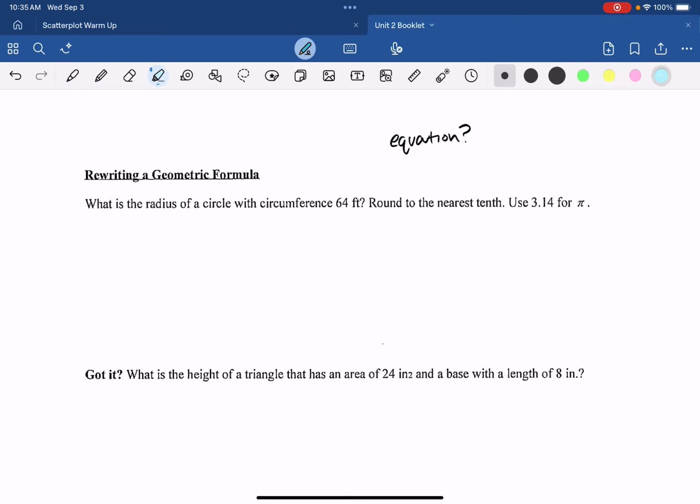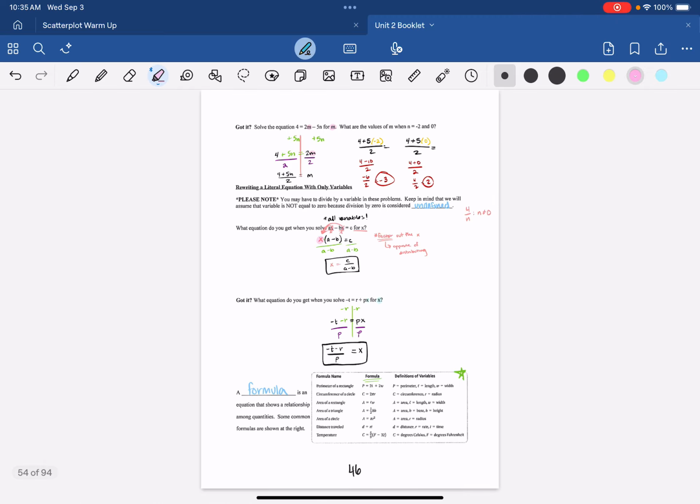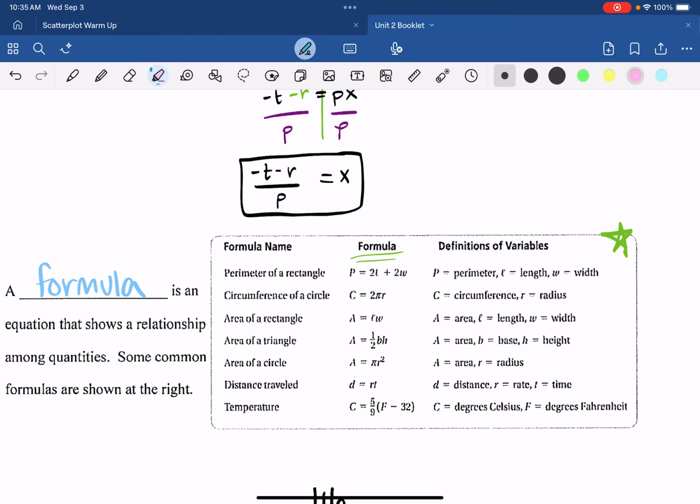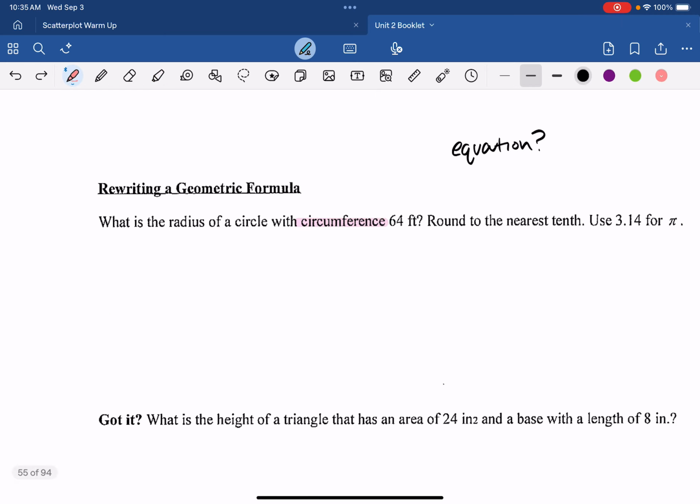So you're going to need to figure out which formula we're using. I'm asking, what is the radius of the circle with a circumference? Circumference is one of my formulas. Go back to our page over here. Notice circumference is one of the pieces given to me, so we're going to use the formula C equals 2 pi r. So now we have to know what formula to pull. We're pulling the circumference formula.